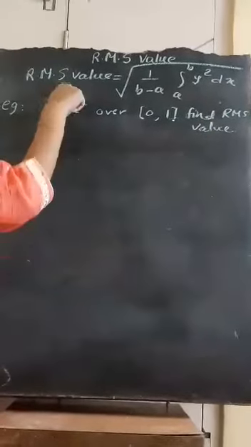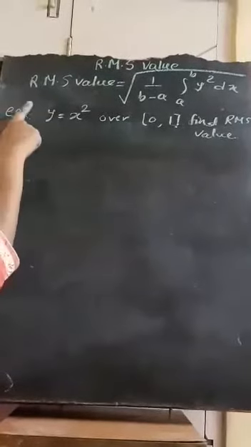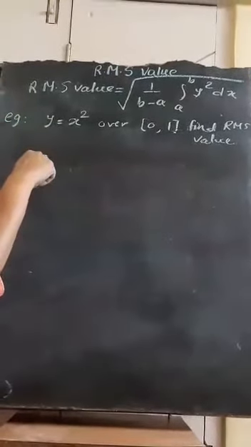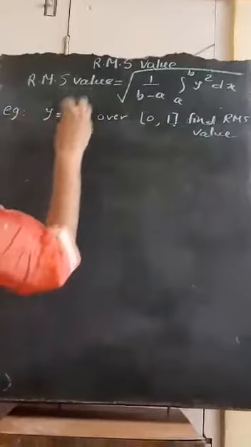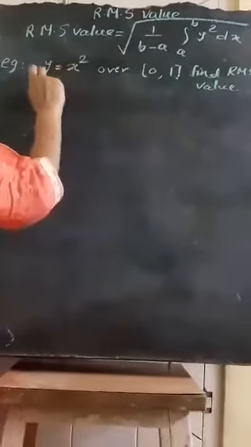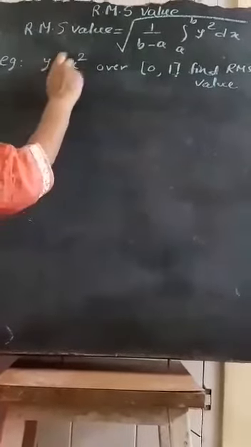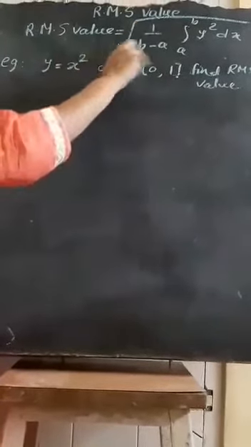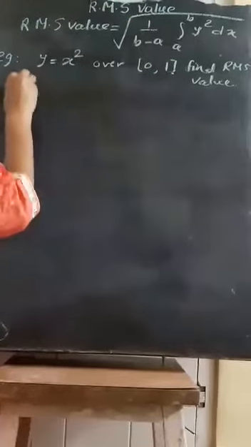So what will we do? I will not write the formula of RMS value because of shortage of board. I will directly substitute the A and B values. What will be y square if y is x square? Y square will be x raised to 4. So I will directly substitute everything in the formula.